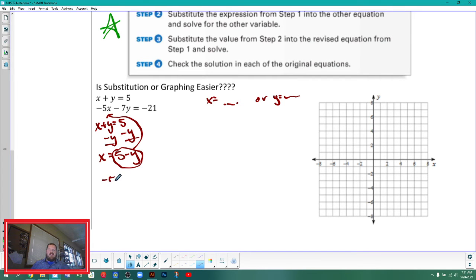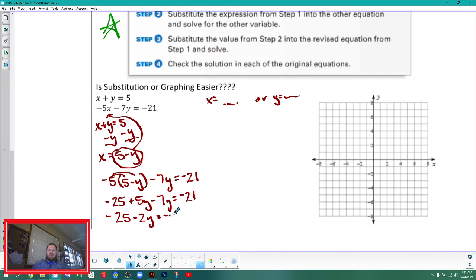So now I have -5 times this whole quantity, 5 minus y, minus 7y is equal to -21. And again, my equation now only has one variable, so I can go ahead and solve it. I'm going to start off with distributive property. -25 plus 5y minus 7y equals -21. When I combine my like terms, I get -2y equals -21, -25 in front.